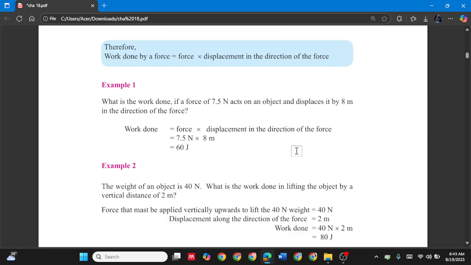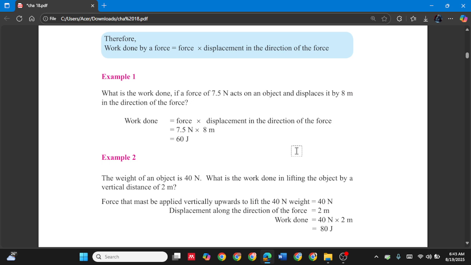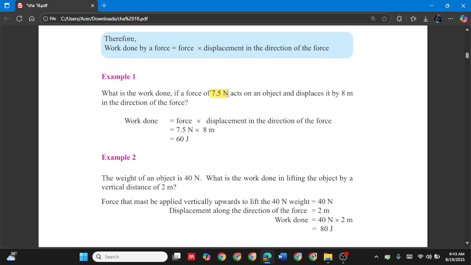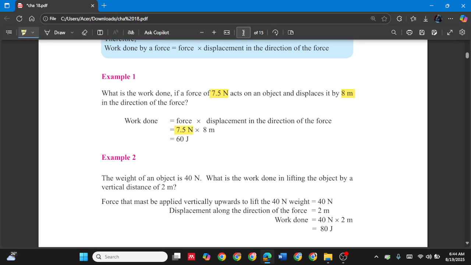After that write example 1. Work done equals, what is the force? It's 7.5. Then what is the displacement? If a force of 7.5 Newton acts on an object and it displaces by 8 meter in the direction, you have to multiply it and put the answer in joule. Okay, so it's 60 joule.